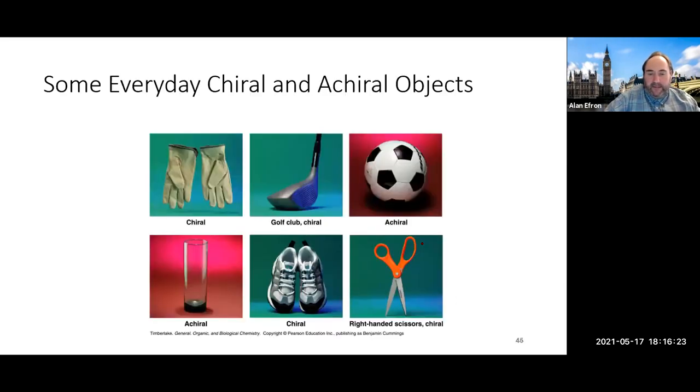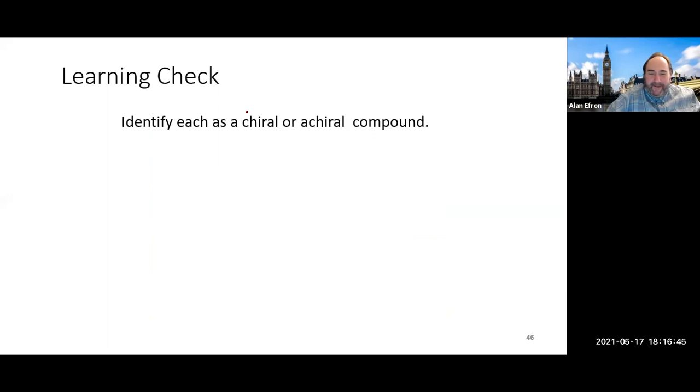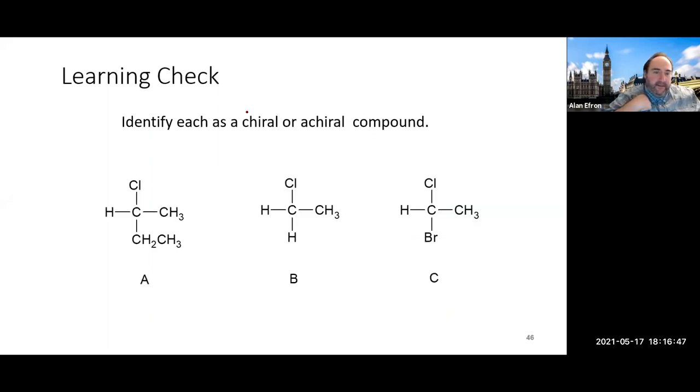Here are some everyday chiral and achiral examples. Chiral like our gloves, like our hands. Achiral like the soccer ball. Our shoes as well. Again, something's not going to be right when you mirror image it and try to get it to match. And right-handed scissors. I'm not sure what left-handed scissors would be in that case. So let's take a second here and try to determine, is each of these chiral or achiral? Take a second and see what you come up with.